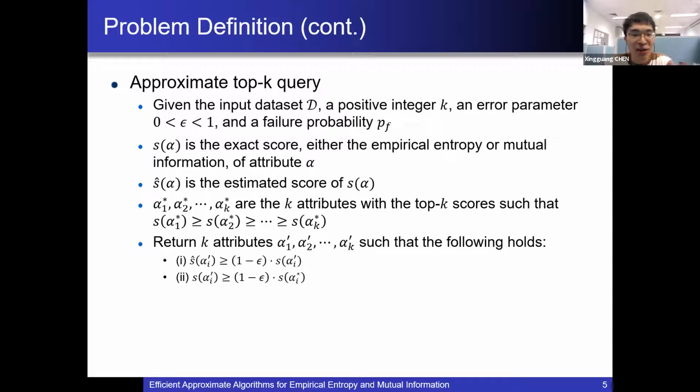Then it returns K attributes alpha 1 prime, alpha 2 prime, and alpha K prime such that the following holds. Condition 1 requires that the estimated scores of the returned K attributes are accurate enough. Condition 2 requires that the returned i-th attribute has a score close to the exact i-th largest score. Combining conditions 1 and 2 assures that the returned approximate top K answers are close to the exact top K answers with theoretical guarantees.